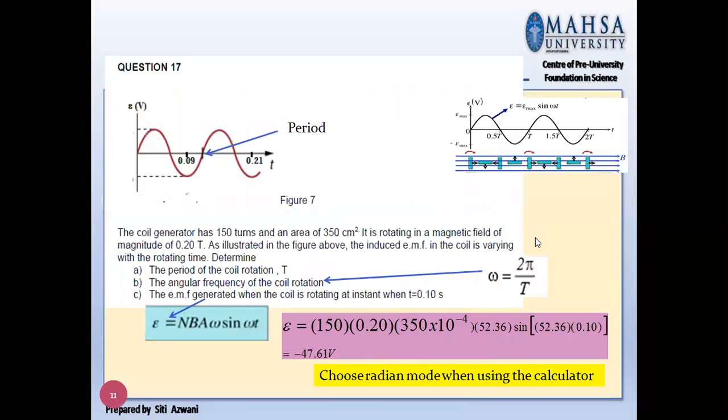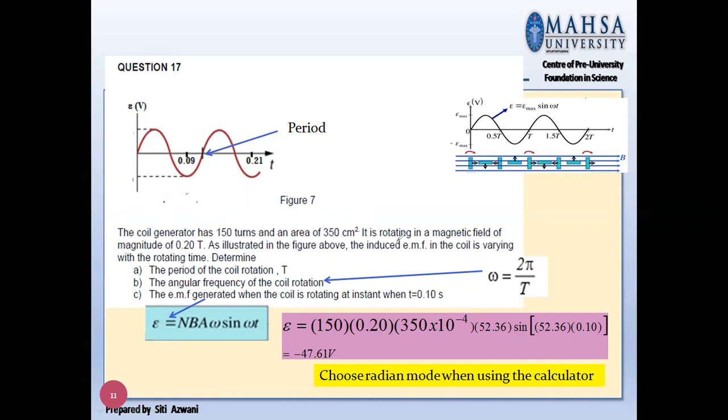Okay. Number 17 also under the induced EMF in rotating coil, but now you have a graph. You are given the graph. You need to find some of the values and information from this graph. Okay, let's do the question here. The coil generator has 150 turns. You are given the area of your coil 350 cm square, convert to the meter square.